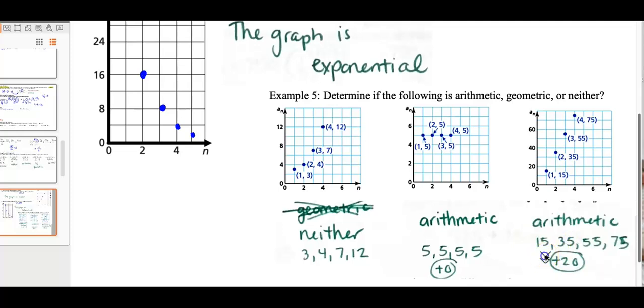This last one was again arithmetic. So there was no geometric in these examples at all. So we had 15, 35, 55, 75. They were adding 20, very linear, which would make that arithmetic. Okay, so that is part 1, identifying arithmetic and geometric sequences. So head to part 2, where we will learn how to write them.